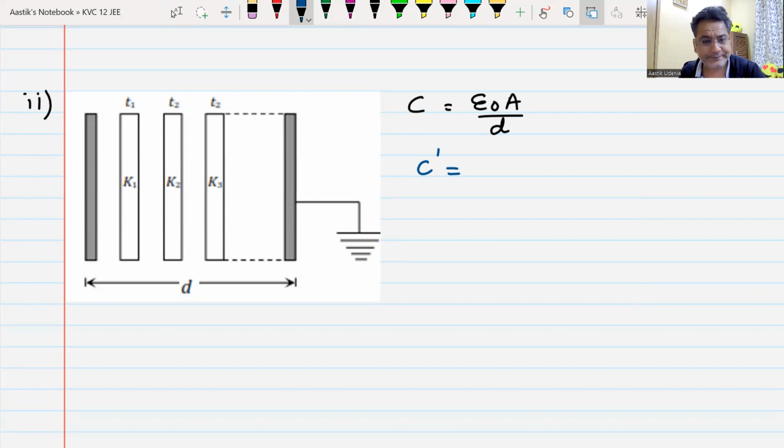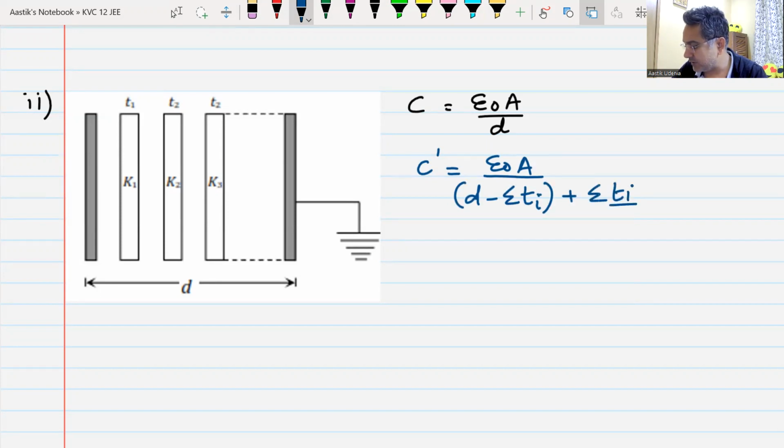Epsilon naught A by D minus T1 minus T2 into T1 by K1 plus T2 by K2. So it will be summation of Ti. So D minus summation of Ti plus summation of Ti by Ki. Do we understand this? Yes, sir.